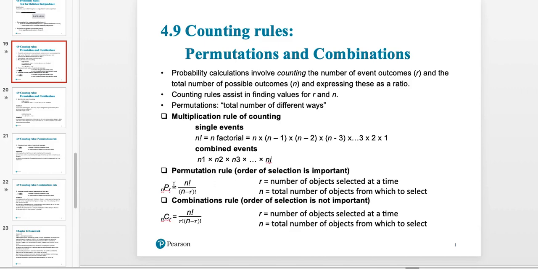The permutation rule, this is the formula for the permutation rule. r is the number of objects selected at a time, and n is the total number of objects. So the permutation rule will be n factorial divided by (n minus r) factorial. And the combination rule is also similar, but you see now there's r factorial and then there's (n minus r), both in brackets, factorial. The main difference between permutation and combination is that in the permutation rule, the order of selection is important, but when it comes to the combination rule, the order of selection is actually not important.